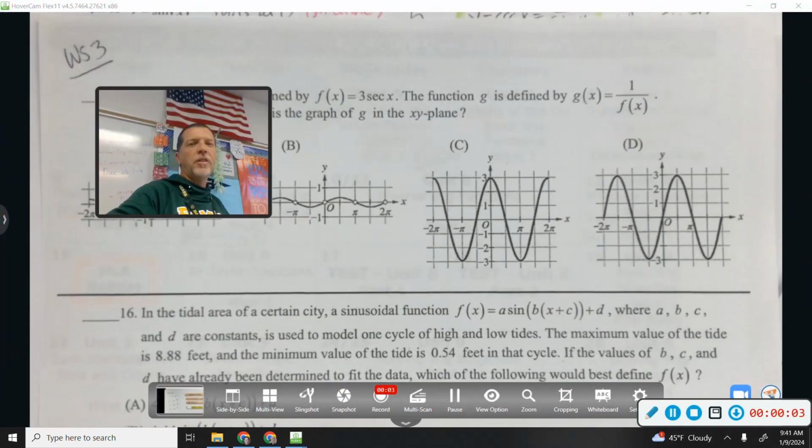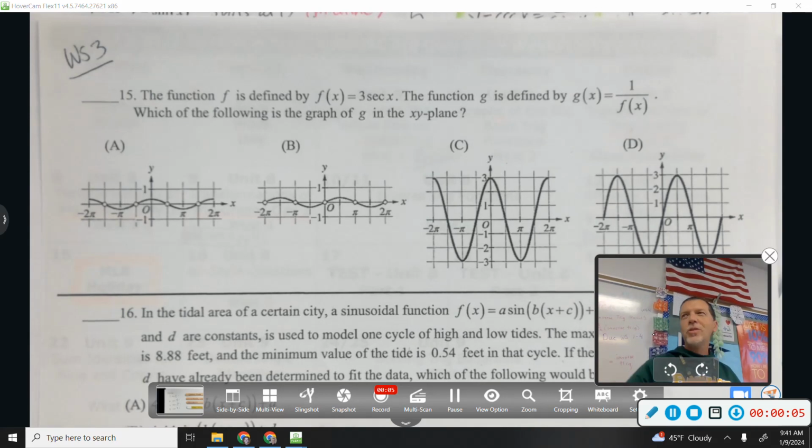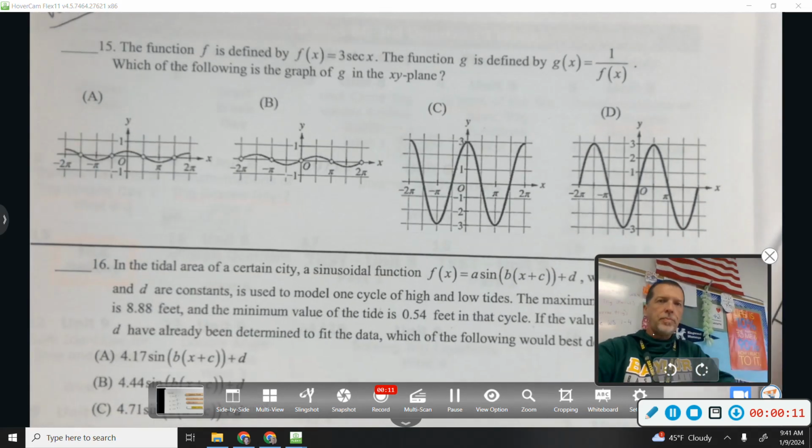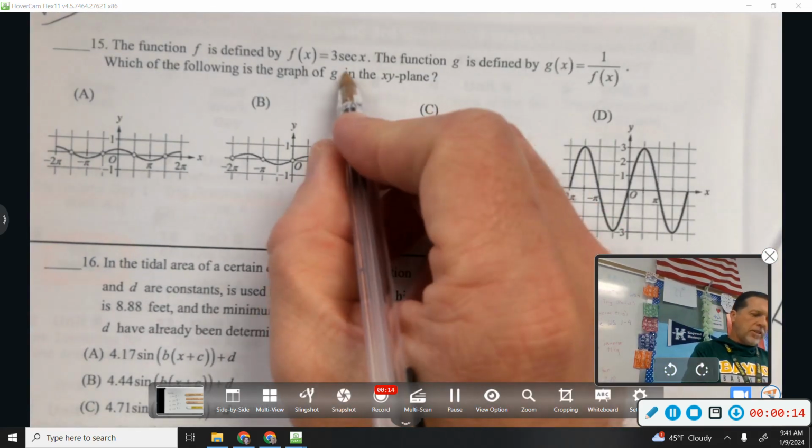And a few of you figured that out because if you look on the posted solutions, it's there under worksheet 3. All right, so number 15. F is 3 secant of x.